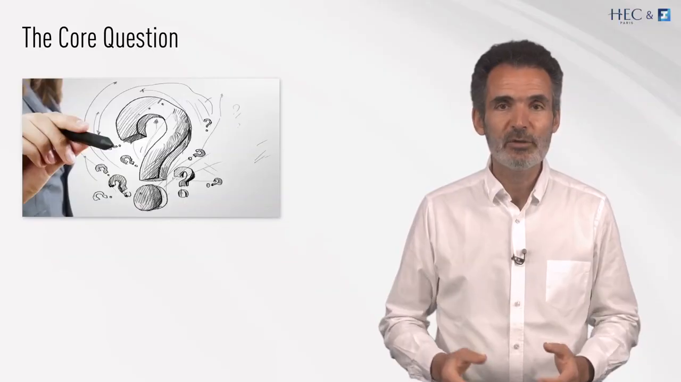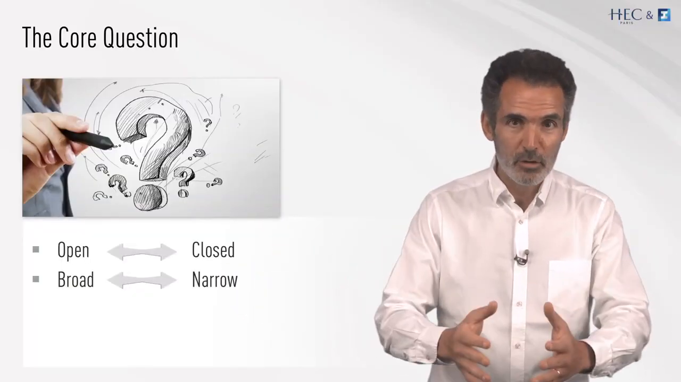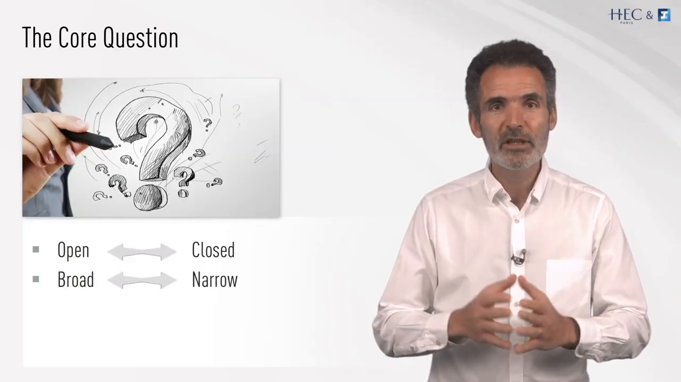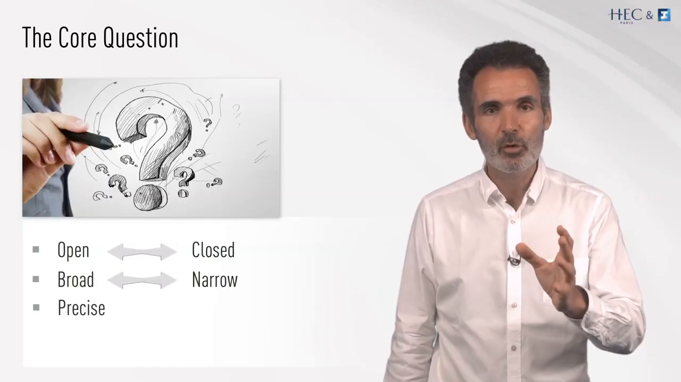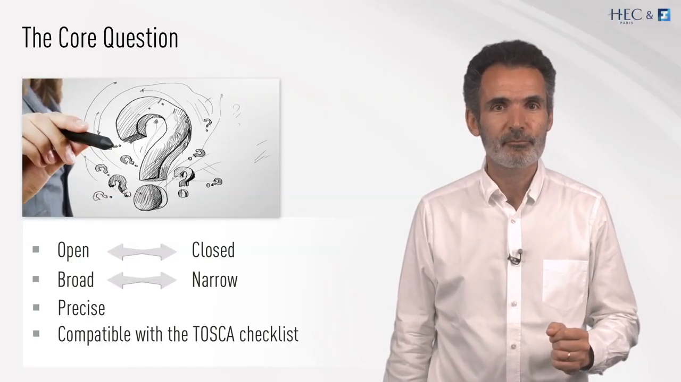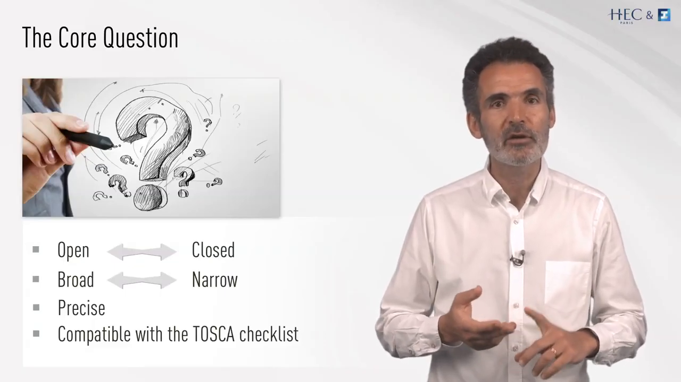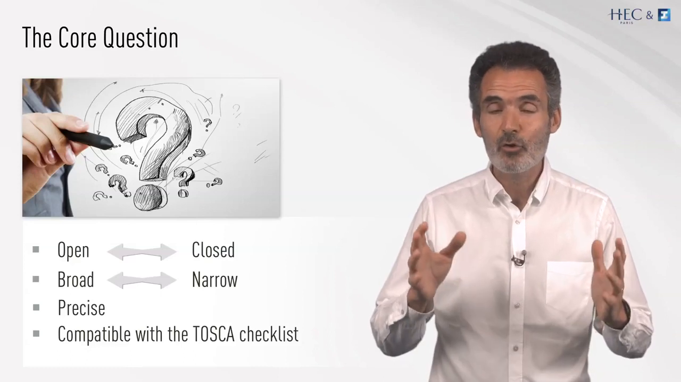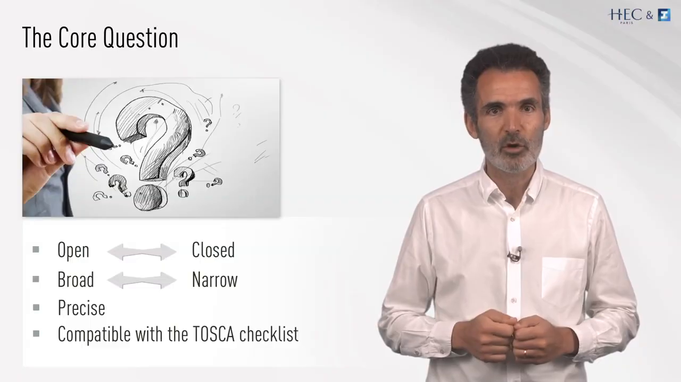The core question can be an open question or a closed one. It can be broad or it can be narrow, but you should always formulate it as a precise question and ensure it is compatible with the 5 elements of the TOSCA checklist. A problem statement that includes trouble, owner, success criteria, constraints, actors, and the core question will be an essential asset in solving a complex problem.